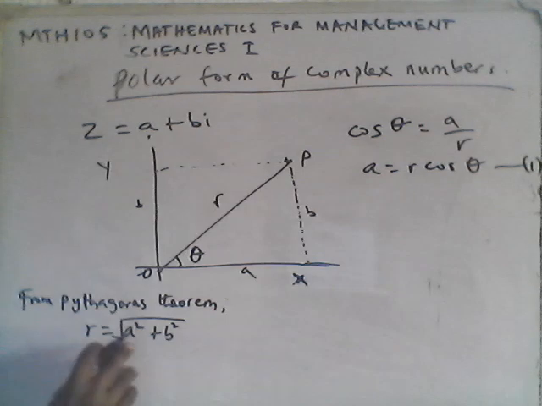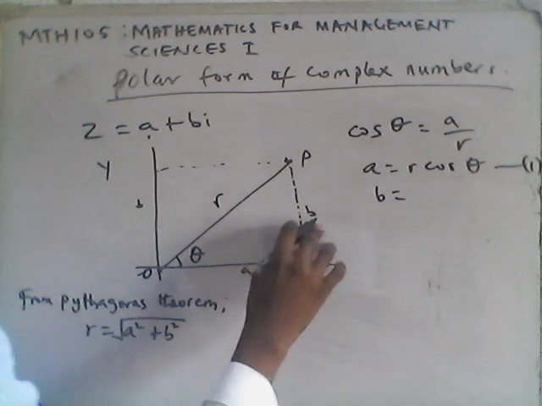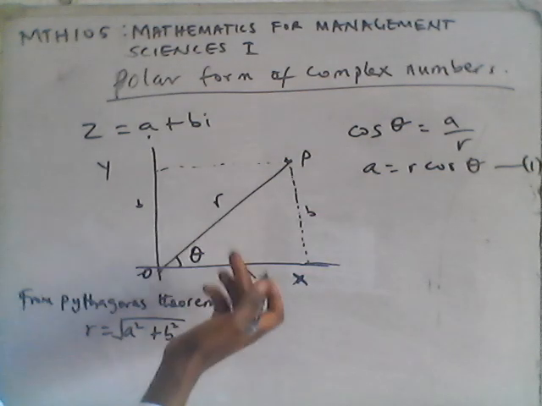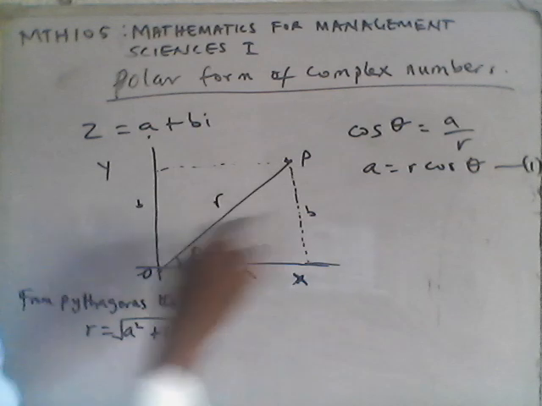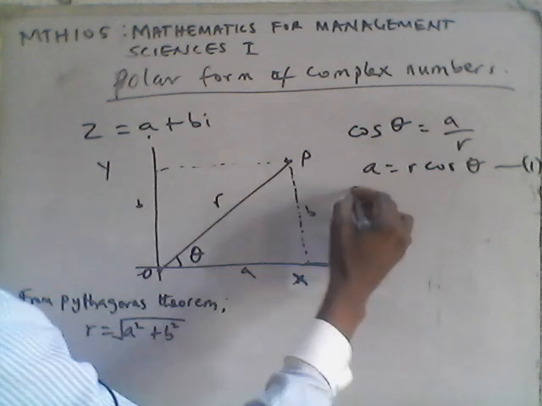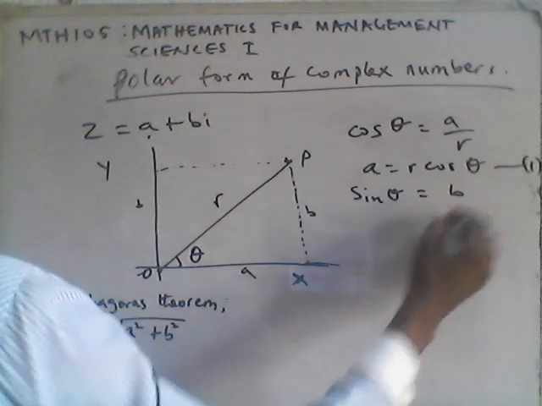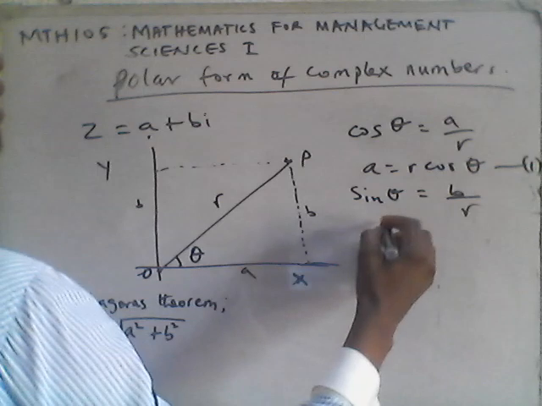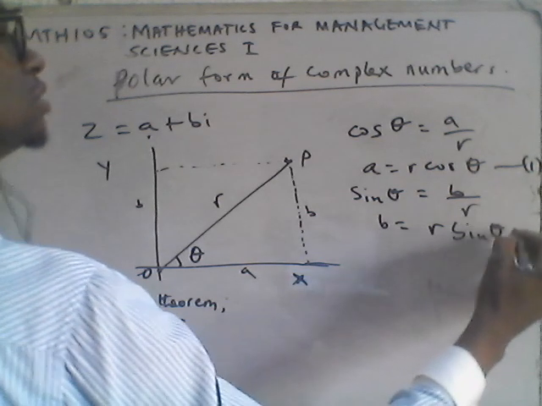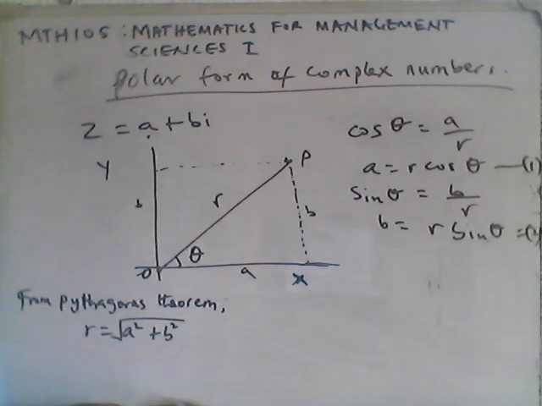So I'm already expressing a in terms of this. And b can be expressed with sine, because b is the opposite of this angle and r is the hypotenuse. So sine theta is equal to the opposite, which is b, over r, and I can have b is equal to r sine theta. This is equation 2. These two equations, 1 and 2, came from trigonometric ratios.